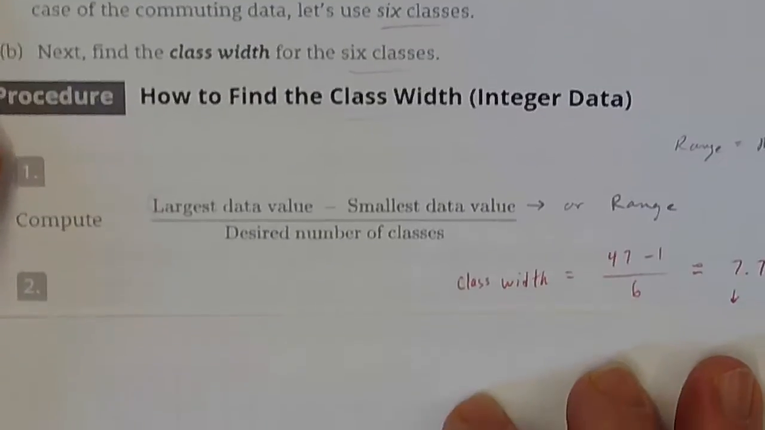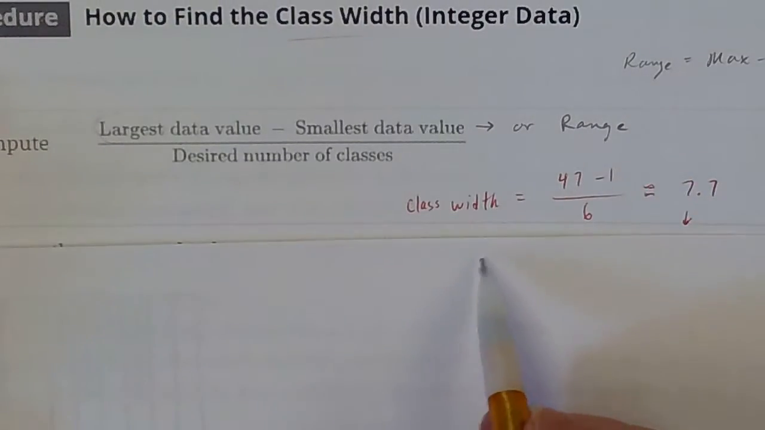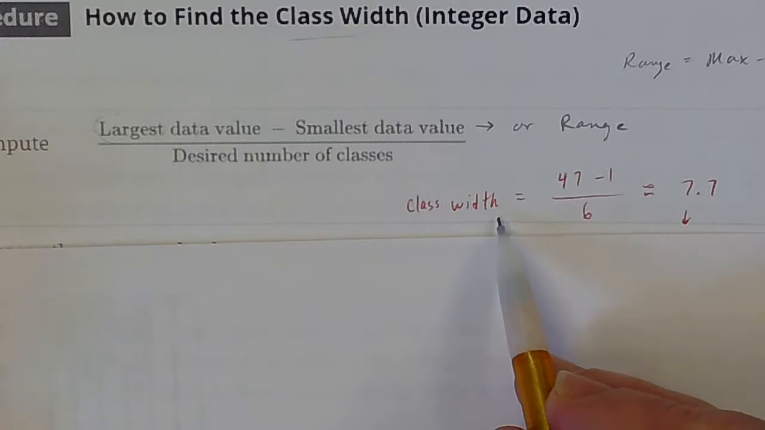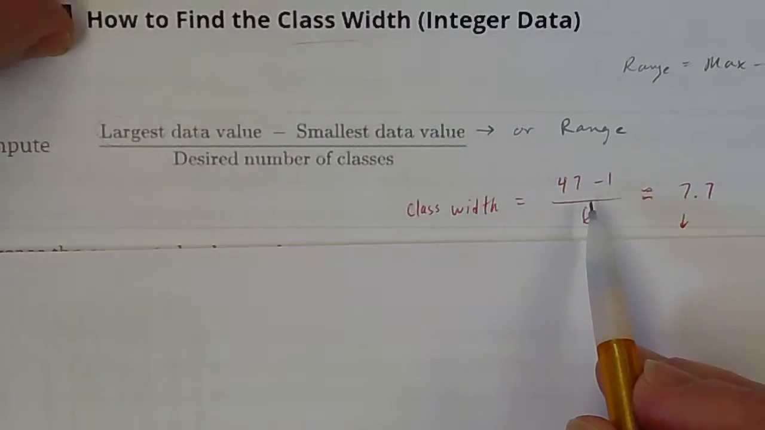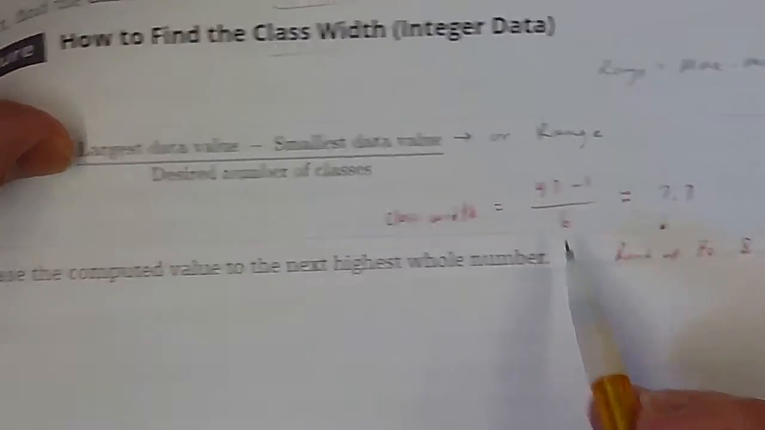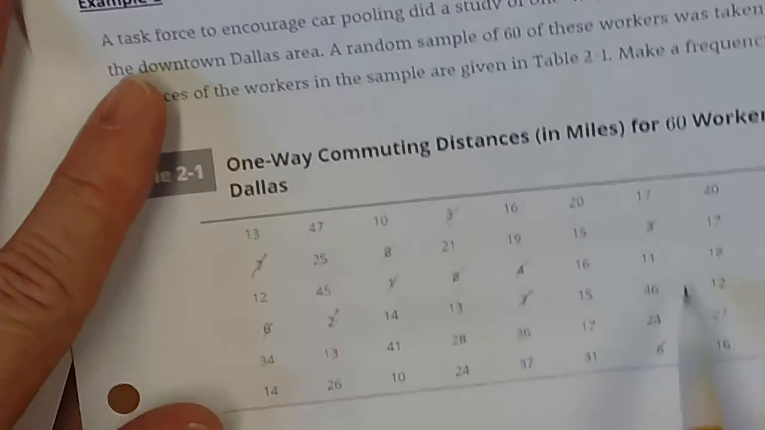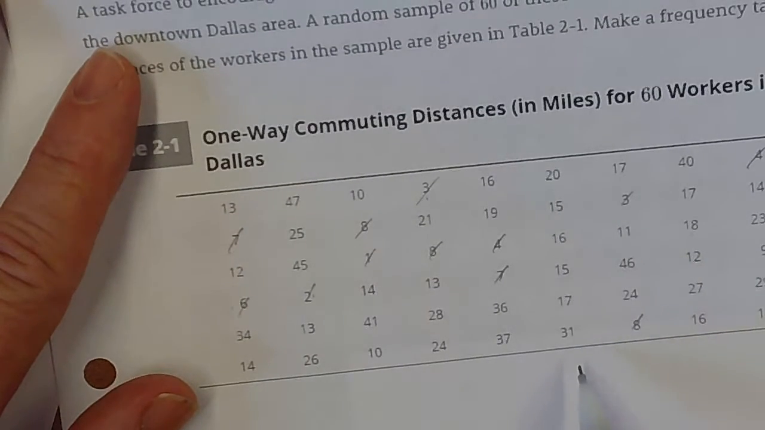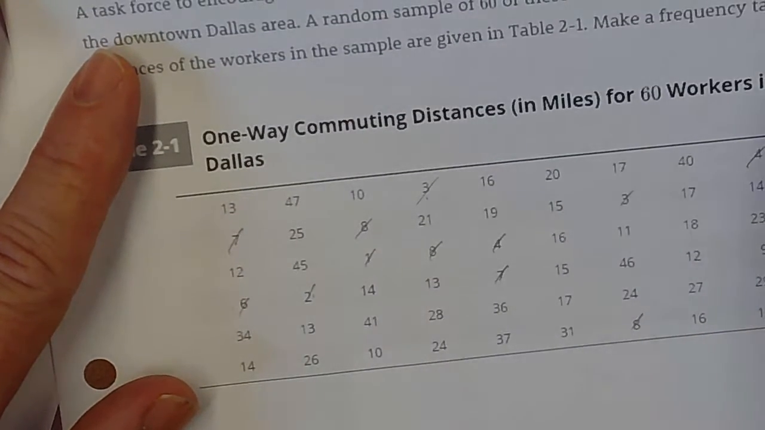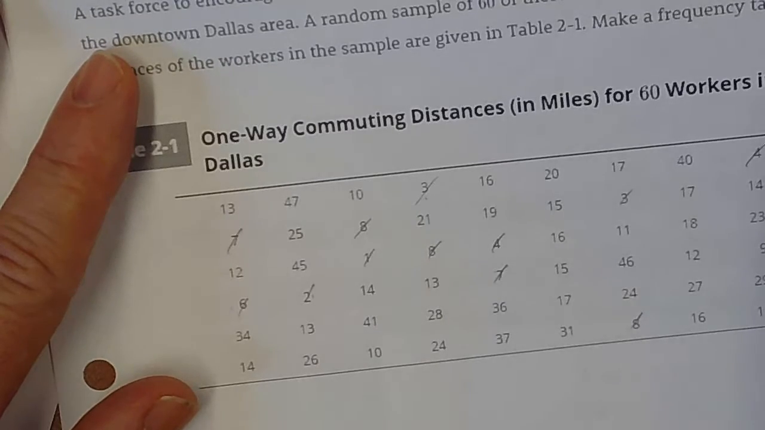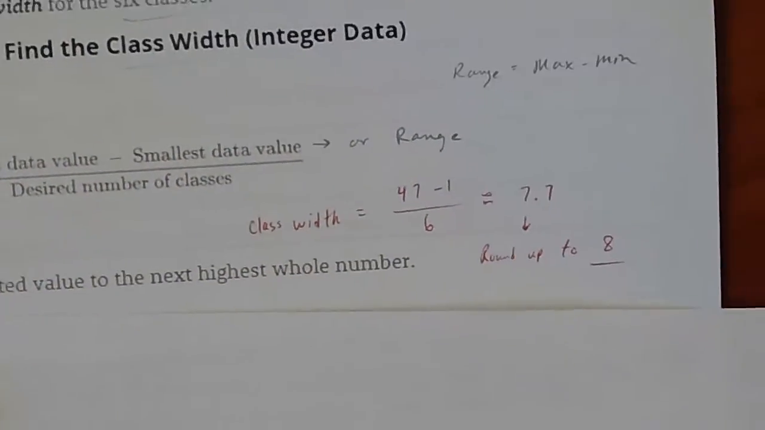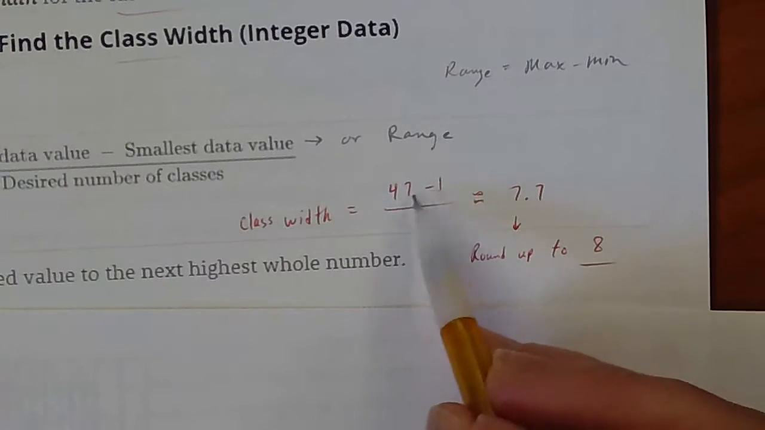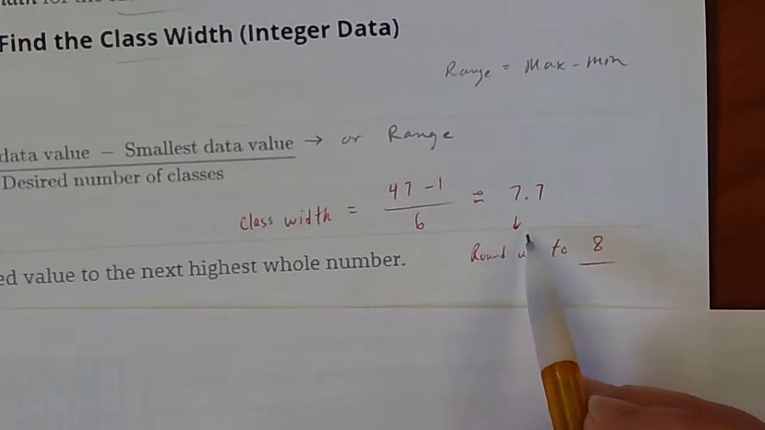Okay, so for this one, once you write this down too, so you can kind of see this worked out for this problem, the class width will be equal to 47 minus 1. Where did I get that from? I just looked at the data table on the previous page. 47 was the largest in here, and 1 mile was the smallest. So we just subtract them. So that's 46. 46 is the range, divided by 6, gives me 7.7.